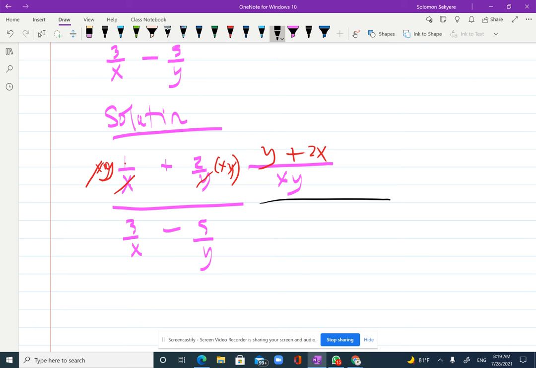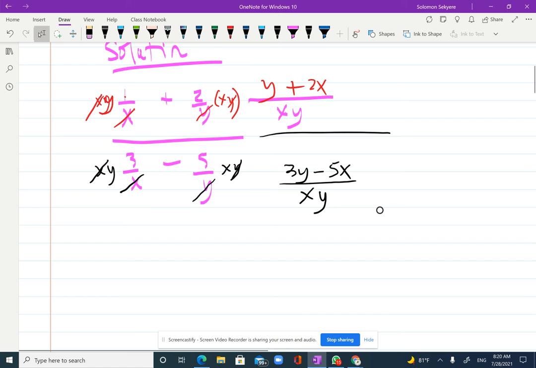The same process. What is the LCM? It's x times y. You multiply it by this term. When you multiply it, the x here cancels that x on the top. Denominator cancels the numerator. What are we left with? 3 times y, 3y. You put that over here. Bring your minus sign. And then you do the same thing over here. X times y, the y's cancel. Minus 5x.